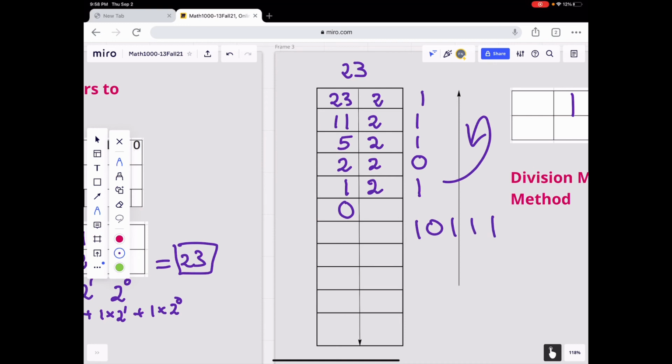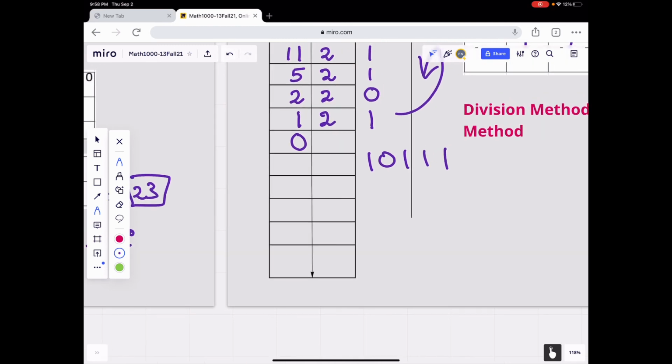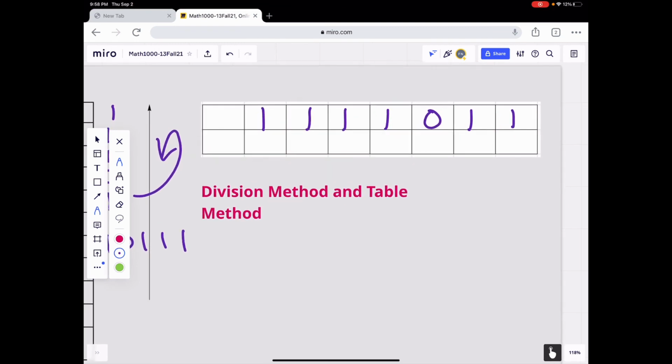And we already know this number is equal to 23. Right here, 1, 0, 1, 1, 1. So this division method is another way of looking at it.